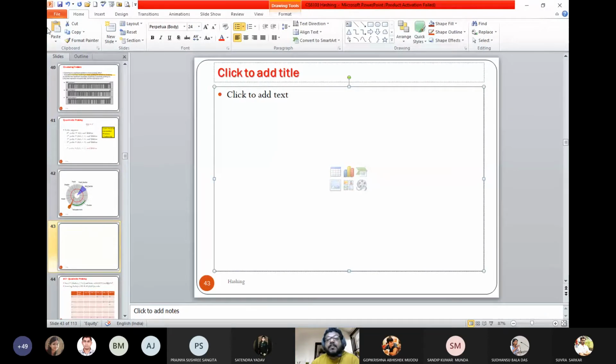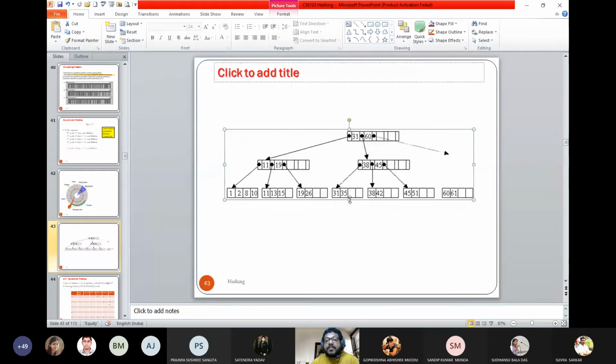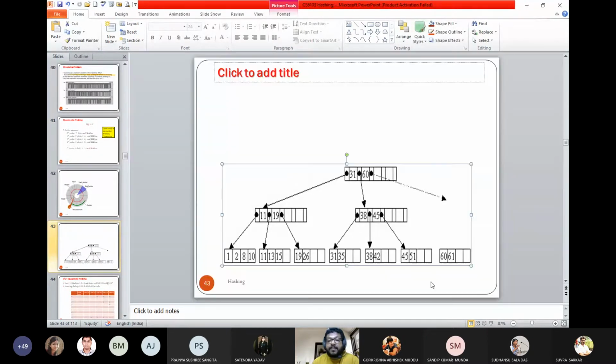Because a computer science student needs to understand what an index actually is. Are you finding something on your screen? Yes, sir. So what is this? Is this a B tree or a B plus tree? B tree, sir.